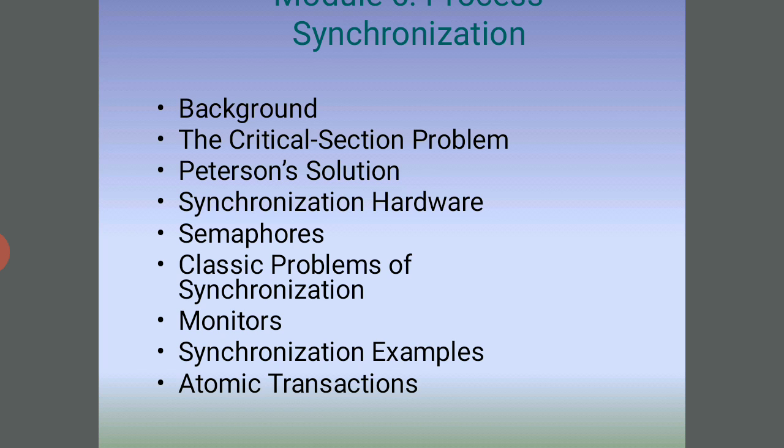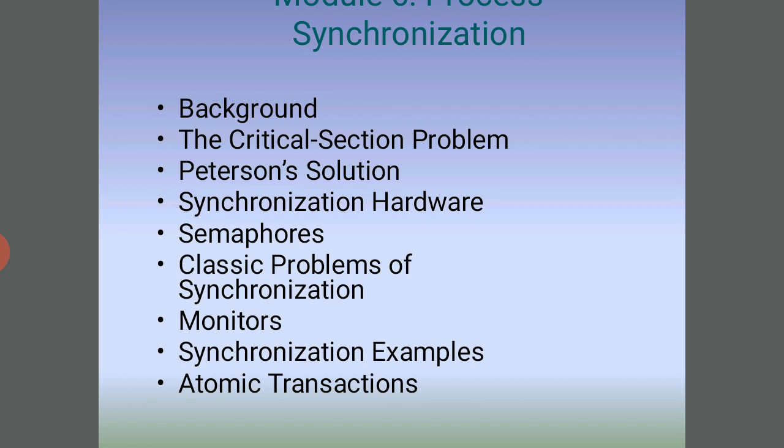The solutions to critical section problems are mutual exclusion, progress, and bounded waiting. Today we discuss the topic of synchronization. So what is synchronization? Many systems provide hardware support for critical section code. Without hardware support, we get some problems in the critical section. So hardware support is provided to help the critical section.